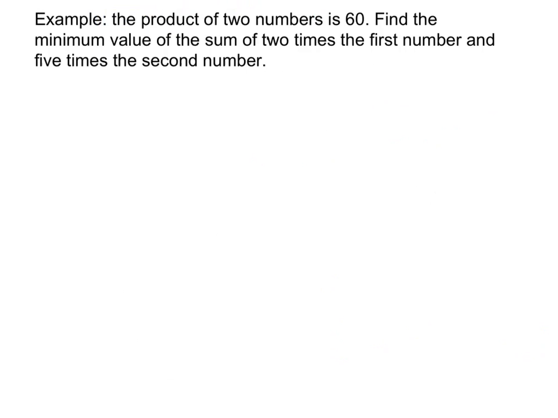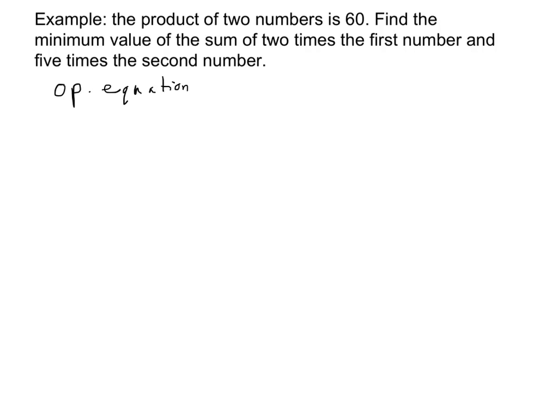So here we go. The product of two numbers is 60. Find the minimum value of the sum of 2 times the first number and 5 times the second number. So the first step is draw a picture if necessary. Again, no picture necessary. The next step is, what is your optimization equation?